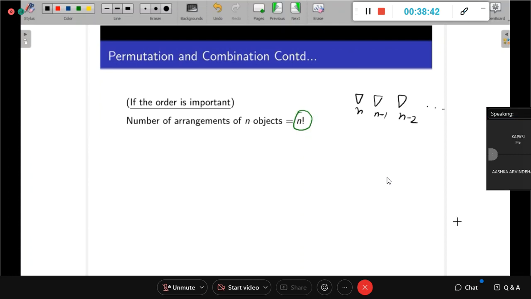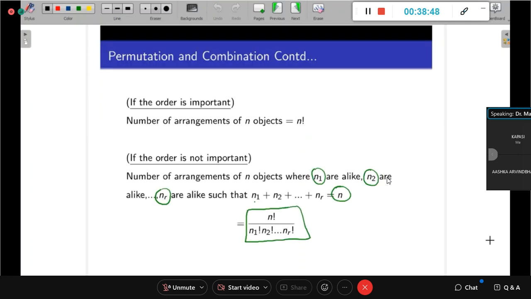Okay, so how many ways you can arrange is n factorial. Now if the order is not important, for example, take an example of the recent Olympics or some tennis going on. There are players from different countries. You can put them so that Indians are alike, Australians are alike. Means you are not distinguishing with respect to their games.